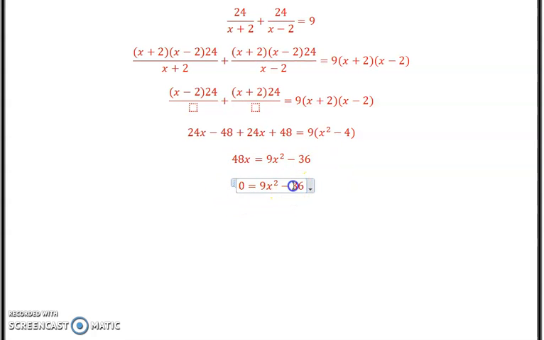So our last step is to take the 48 over to the other side, right? So subtract 48 from both sides. I'm going to stick it in the middle here to put it in general form. Alright.